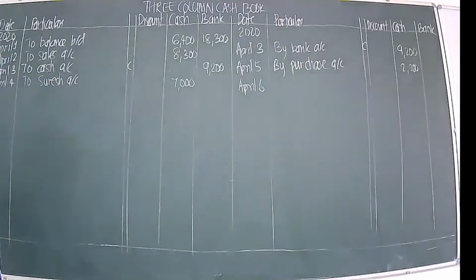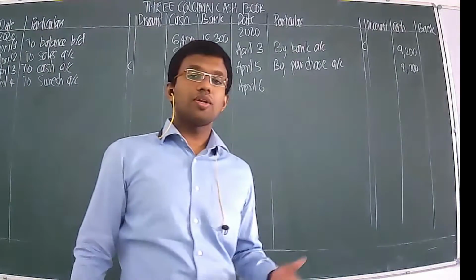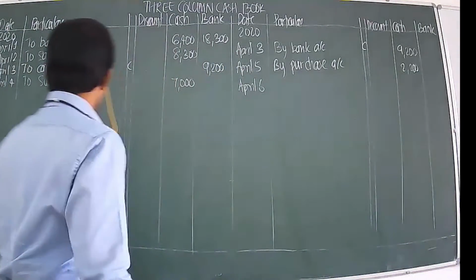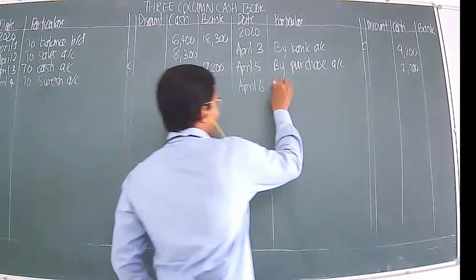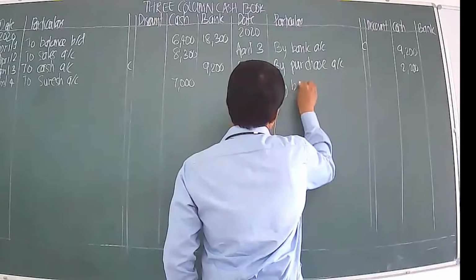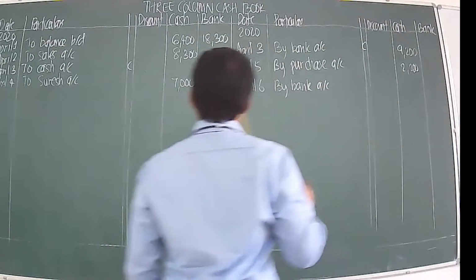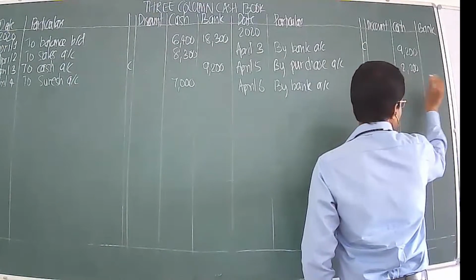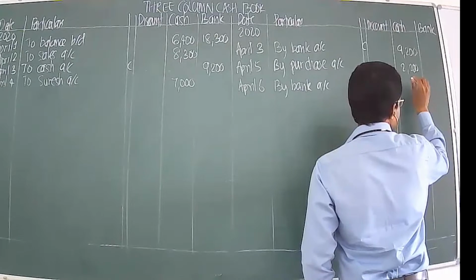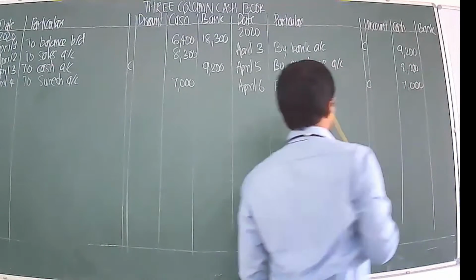So what are you basically doing on 6th of April? You're taking Suresh's check in your hand, you're going to the bank and you're depositing. Now remember. So it's by bank. Excellent. By bank account. And which column? Bank column or cash column? Cash column. Okay, good.